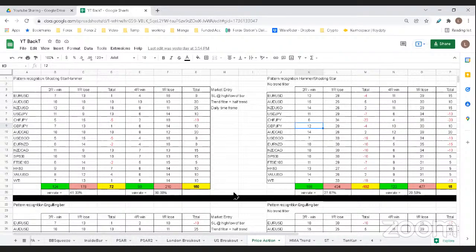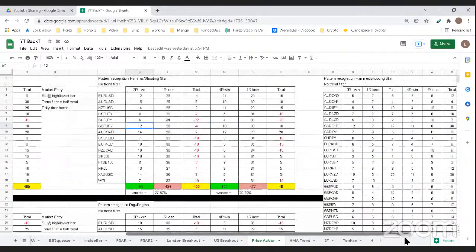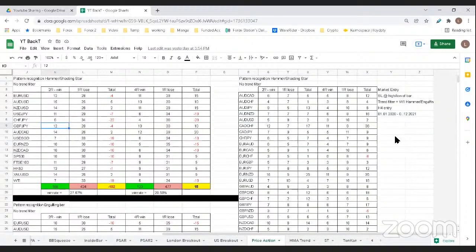You can go to the same Google Sheet, under price action, and scroll all the way to the right. I've done this test with all 29 pairs. Usually I only do it for 10 or 13 pairs, but for the purpose of today's last show, I've done it for all 29 pairs, going back all the way to January 2020 and testing till now. So it's almost a 2-year testing period, and this is the result I got.